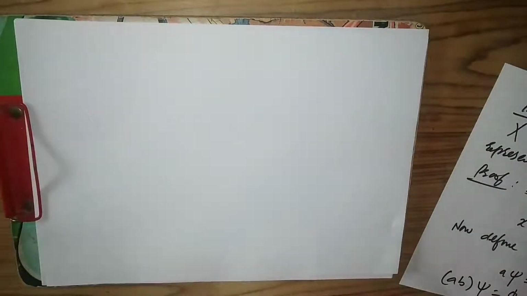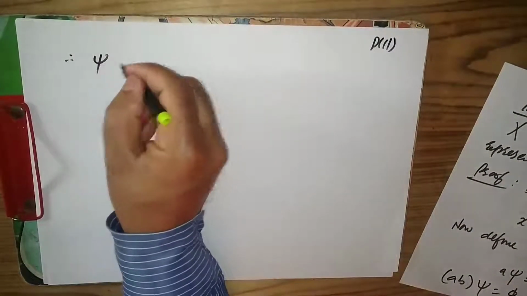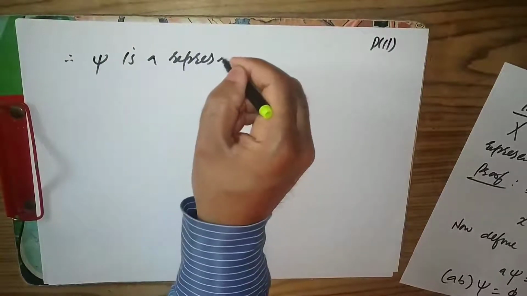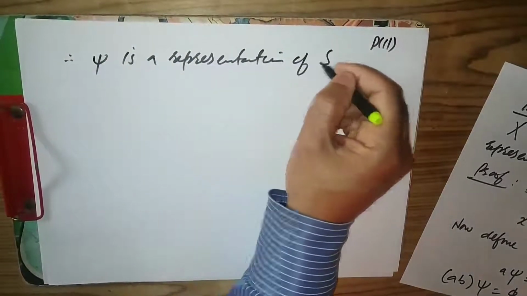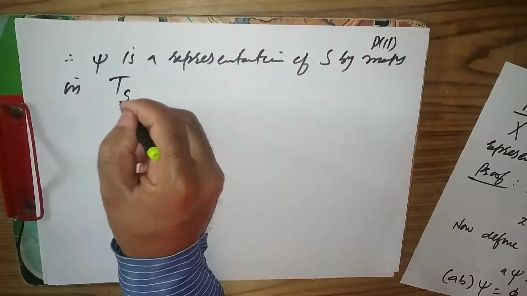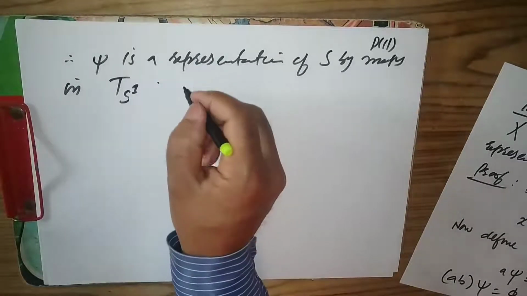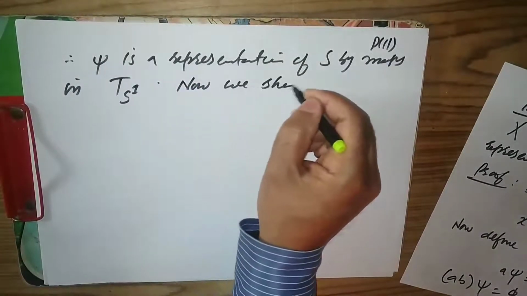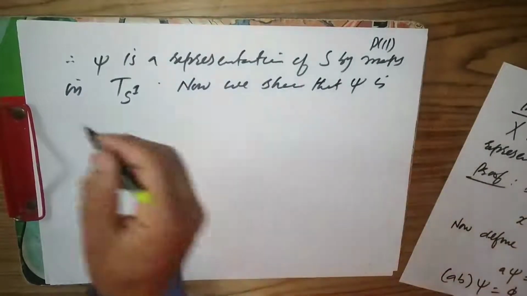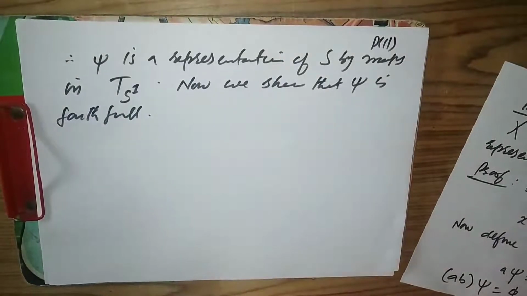It's a morphism. Now we show that it's 1-1, so we need to show that this representation is faithful. Therefore psi is a representation of S by maps in Tx, in T S1 actually, because X is S1. Now we show that psi is faithful.